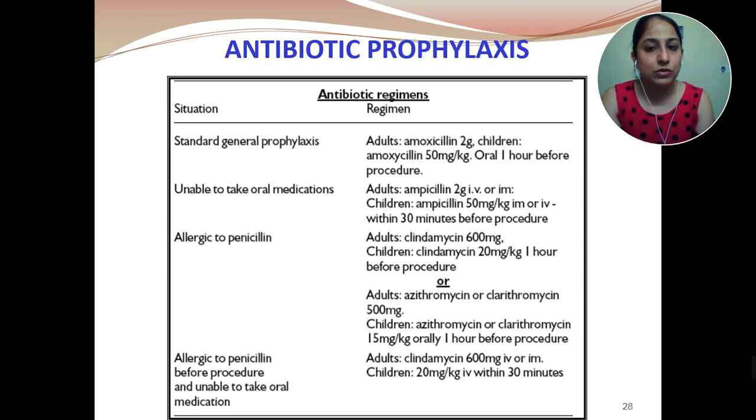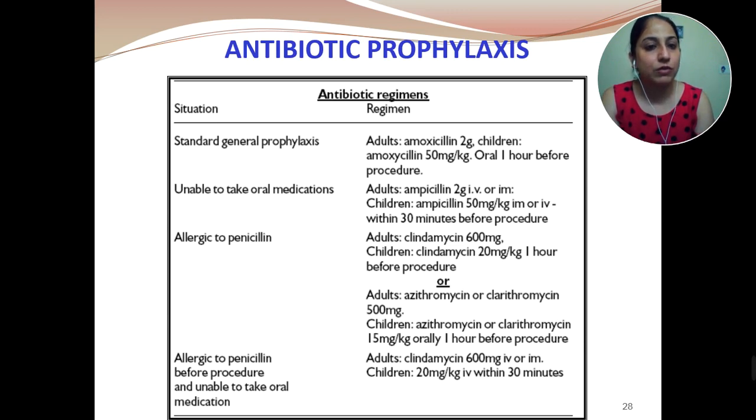For a person who is unable to take oral medications, we shift from amoxicillin to ampicillin, and the dosage remains the same, that is 2 gram in adults and 50 mg per kg in children, but the route is IV or IM. It is given within 30 minutes before the procedure.